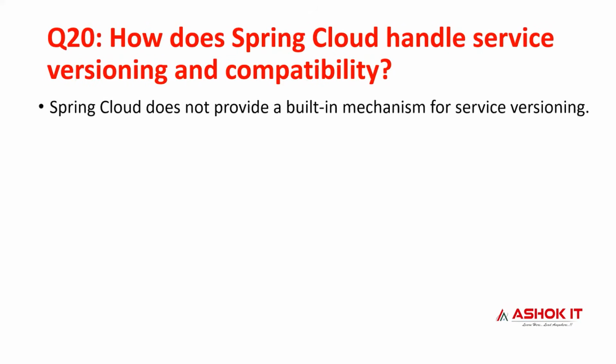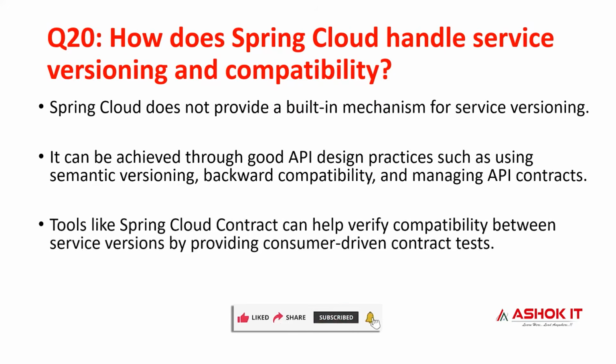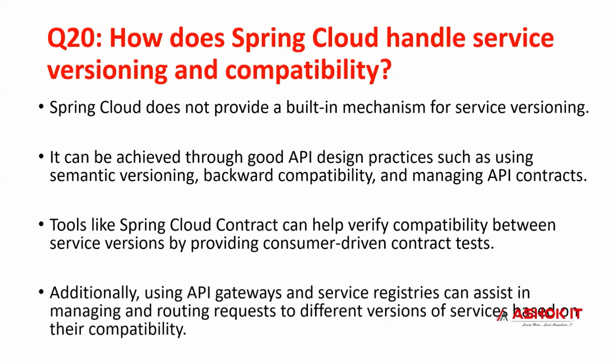Question number 20, how does Spring Cloud handle service versioning and compatibility? There is no direct approach in Spring Cloud, but we can handle them by using a standard API design, semantic versioning, backward compatibility support, and maintaining API contracts. You can use Spring Cloud Contract that can verify the compatibility between service versions. In case of consumer-driven contracts we have, and we can even use API gateways and service registration that can manage and route to different versions of services based on the compatibility.